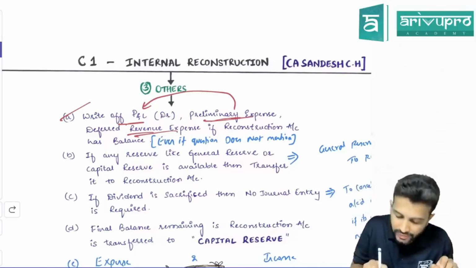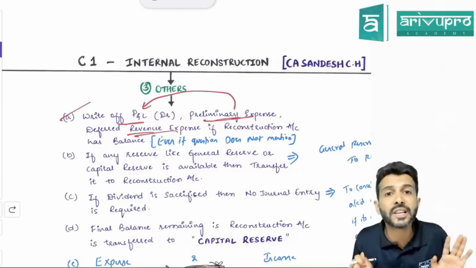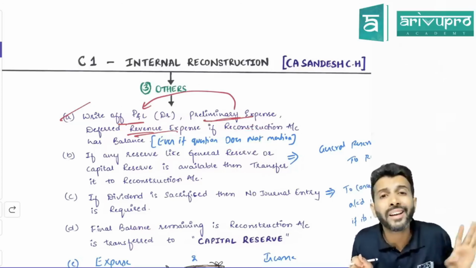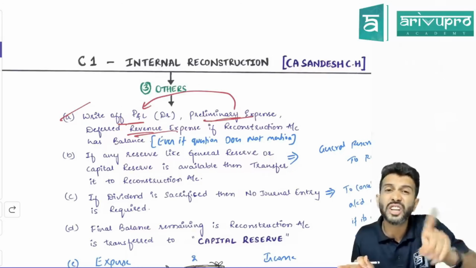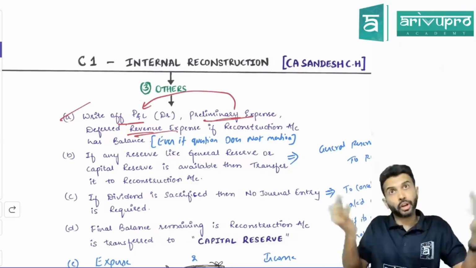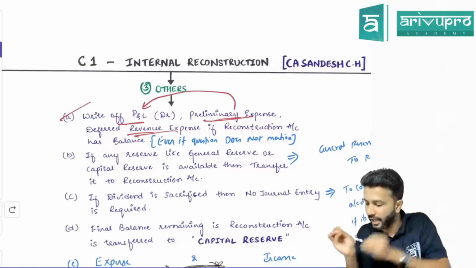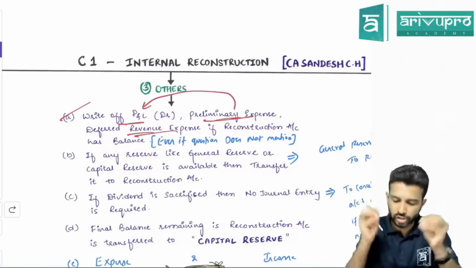Is that okay, sir? Whether the question says this or doesn't mention this, you still have to compulsorily do this, provided the reconstruction account has a balance. If reconstruction account has a balance, write off these. If no balance is there, then don't do it. How much ever balance is there, to that extent you do this particular activity.